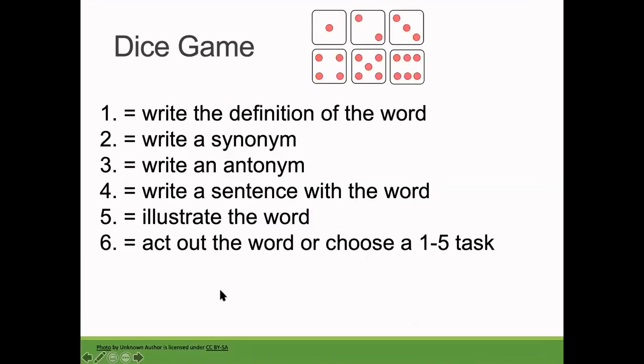So what you do here for the dice game is, if you have a word from your unit and you roll a 1, you have to write the definition of the word. If you get a 2, you have to write a synonym of the word. Number 3, write an antonym of the word. Number 4, write a sentence with the word. Number 5, illustrate the word. And number 6 is act out the word.